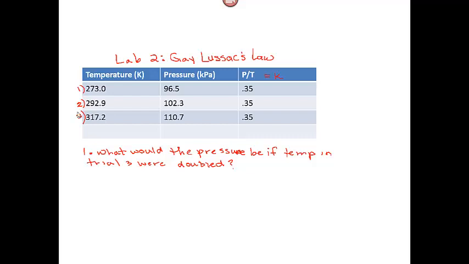All right, so we can see that our temperature in trial 3 is 317.2. If we doubled that temperature, and I'm doing the math right now as we're doing this, we would end up with 634.5. So we can go ahead and put this in our data table here: 634.5. All right.